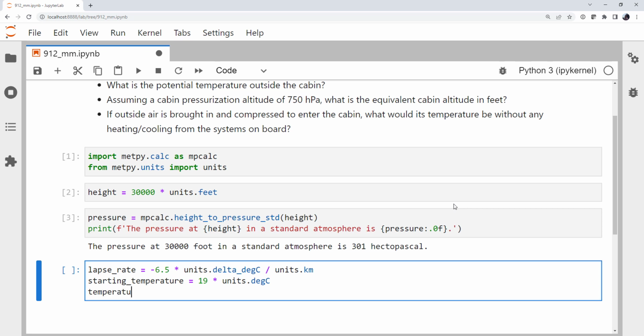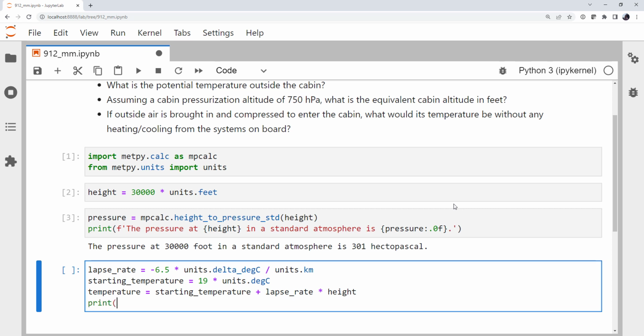So what's the temperature at altitude then? Well, the temperature at altitude is my starting temperature plus my lapse rate times my height. And we let MetPy's units deal with the fact that a lapse rate's in delta degrees Celsius per kilometer and our height is in feet. It can take care of that. And now we print our sentence again.